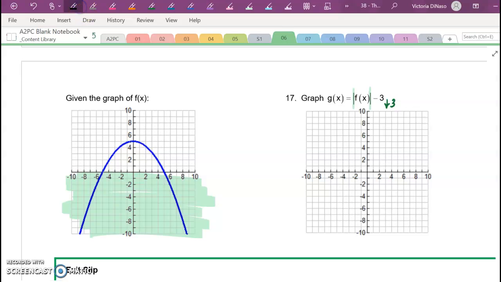So I'm just going to start by plotting my vertex. My original vertex is at 0, 5, but we have to move it down 3. 1, 2, 3. So I'm just going to count down 3. Then we had these zeros. We don't have to move them up because they're already up. We just have to move it down 3. So we're not reflecting up, we're just translating it down 3. 1, 2, 3.